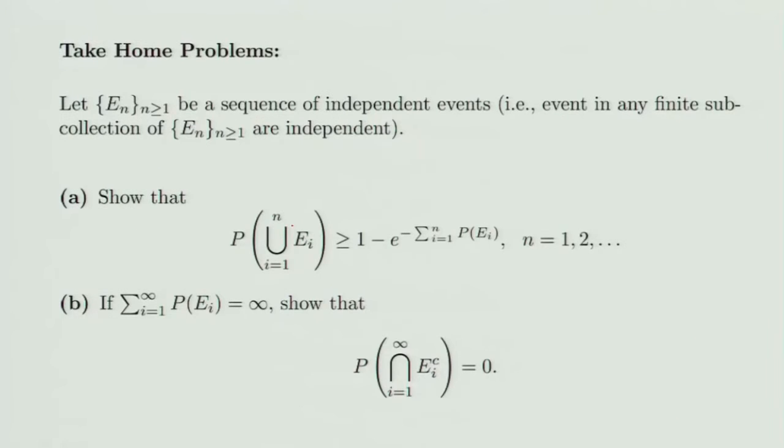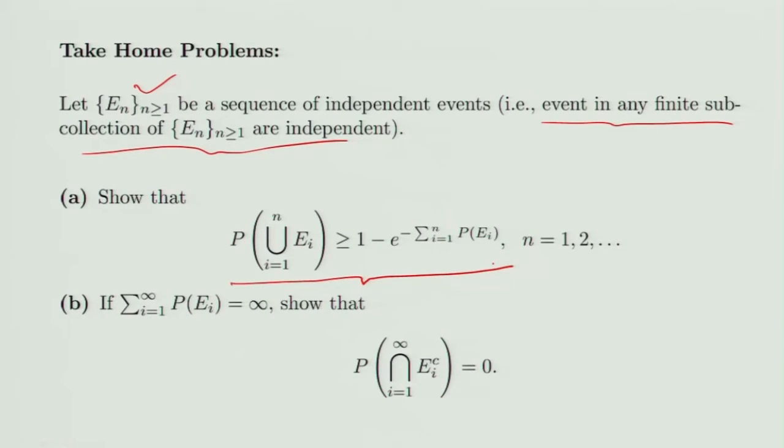Now let me give you take home problems. Let En be a sequence of events. Now these are infinite collection. I have defined the independence for finite collection. So infinite collection of events is said to be independent if you take any finite subcollection of them, that forms a collection of independent events. So that is what the definition is. If that happens, try to show this.